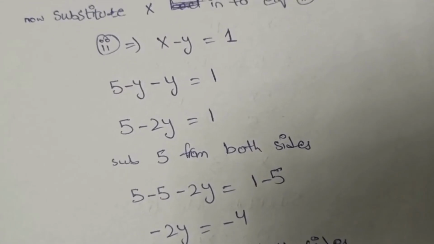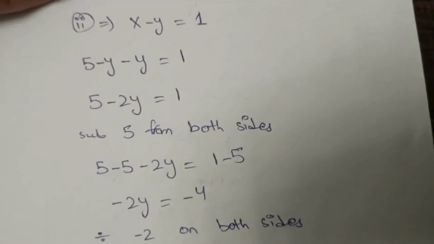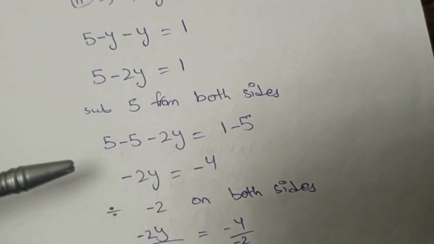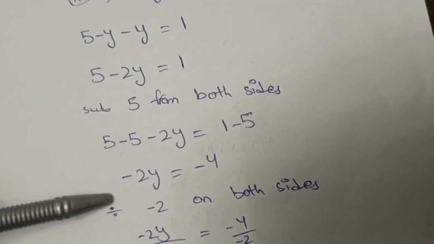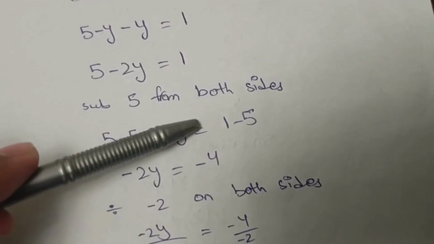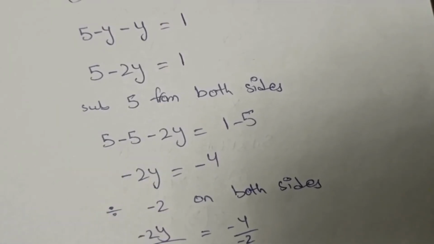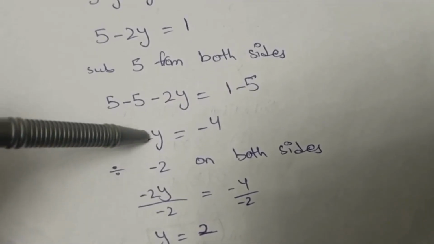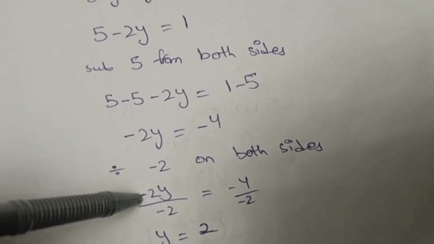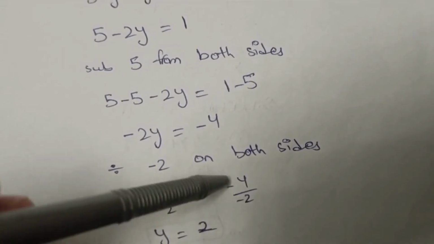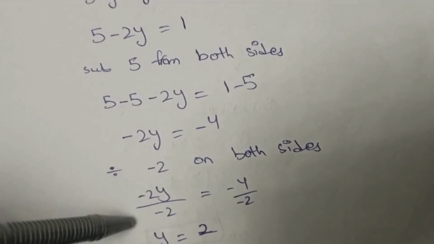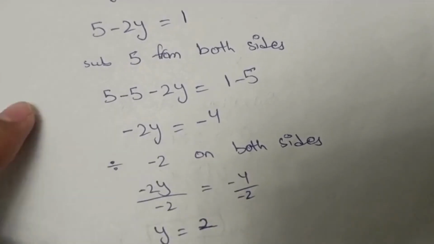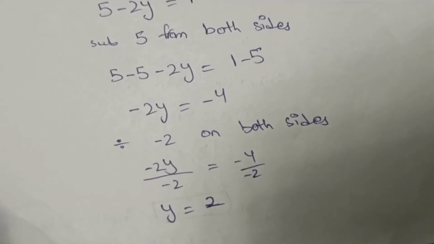Same as before, we are going to subtract 5 from both sides. 5 minus 5 minus 2y is equal to 1 minus 5. 5 minus 5 is going to be 0. Minus 2y. 1 minus 5 is going to be minus 4. Now divide by minus 2 on both sides to get rid of this minus 2. So minus 2y divided by minus 2, minus 4 divided by minus 2. Minus 2 gets cancelled, minus cancels, and 2 2s are 4. I've got the value of y is equal to 2.